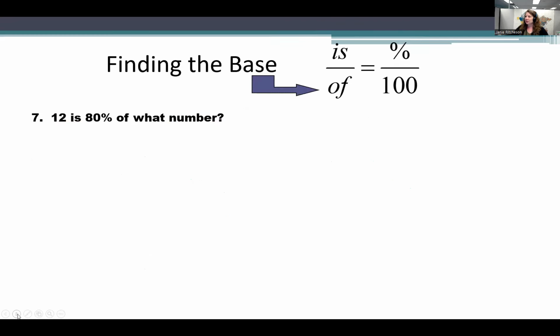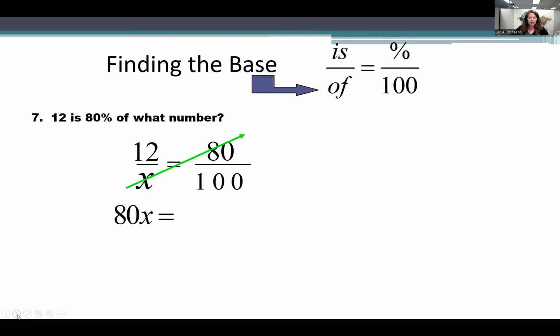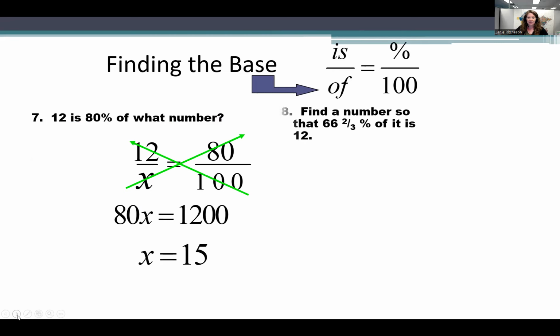All right, you guys set this one up, please. Number 7. Our 12 is our "is." 80%. Percents always go over 100. "Of what number" is our x. So we cross multiply. 12 times 100 is 1,200. We're going to divide both sides by 80, and the answer is 15.